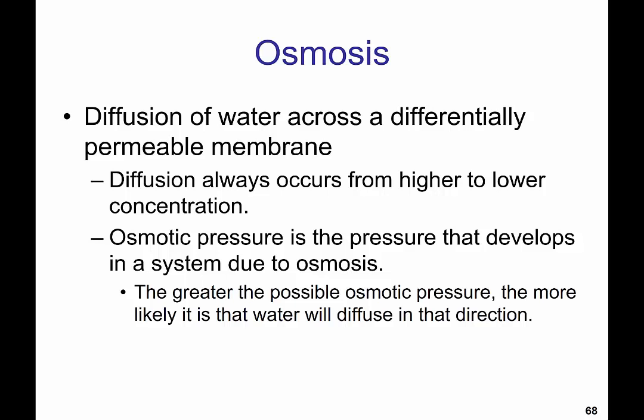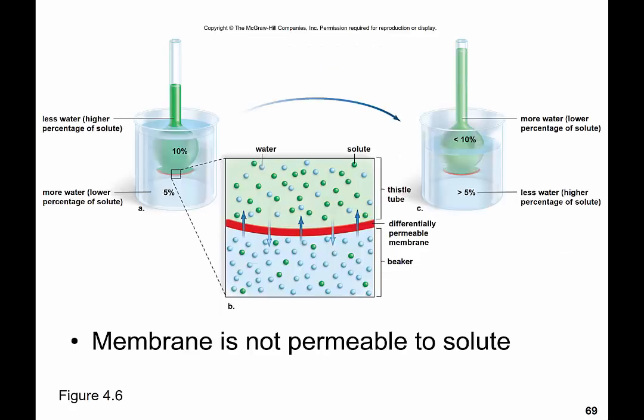Osmotic pressure is the pressure that develops in a system due to osmosis. The greater the possible osmotic pressure, the more likely it is that water will diffuse in that direction. Here we have a differentially permeable membrane. Water molecules can easily cross, but the solute molecules cannot. Here, if we have a greater concentration of water, more molecules, here is 5% representing solute concentration. So water molecules are going to try to equalize across that membrane.